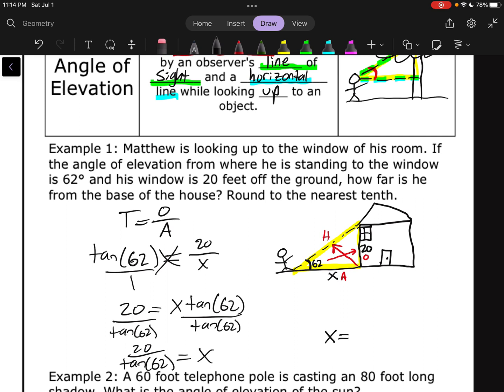And I'm going to get that x is 10.6 if we round to the nearest tenth. So we will say 10.6. In this case, we're measuring in feet, so 10.6 feet. So a little over 10 feet away from the house. So obviously my diagram was not remotely accurate because it looks like that would be longer than 20, but that's what I get for my awful art.